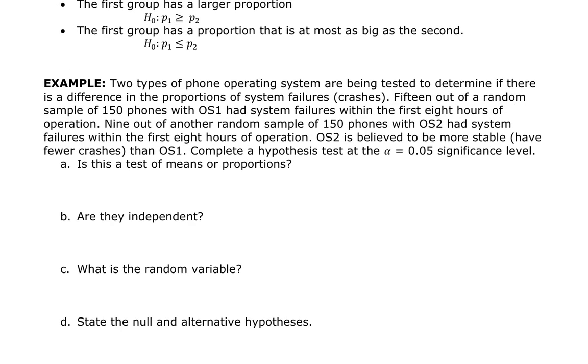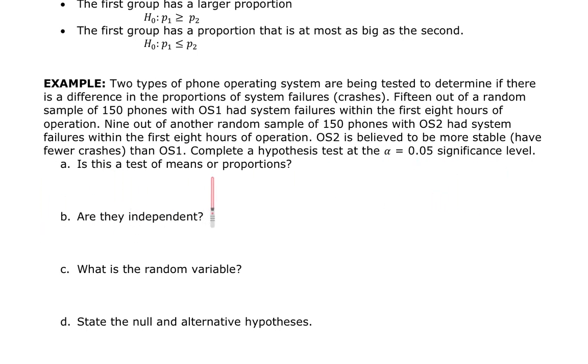Let's take a look at this first example. There are two types of phone operating systems that are being tested to determine if there is a difference in the proportions in terms of their failures or crashes. So success actually is crashes or failure. 15 of a random sample of 150 phones had failures within the first 8 hours. 9 of another random sample of 150 phones with this other operating system had failures within the first 8 hours as well. OS2 is believed to be more stable and have fewer crashes than OS1. Complete the hypothesis test at an alpha of 0.05 significance level.